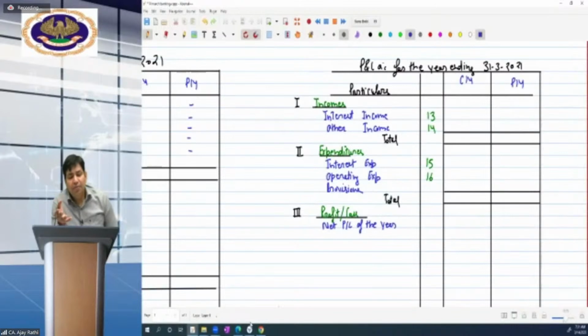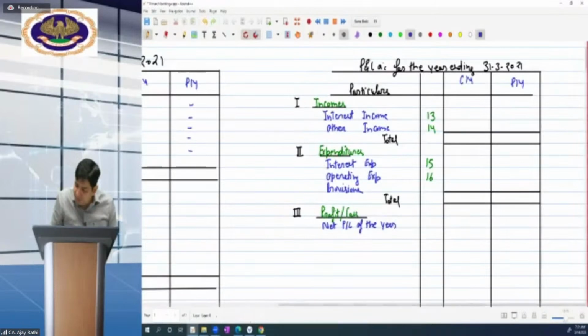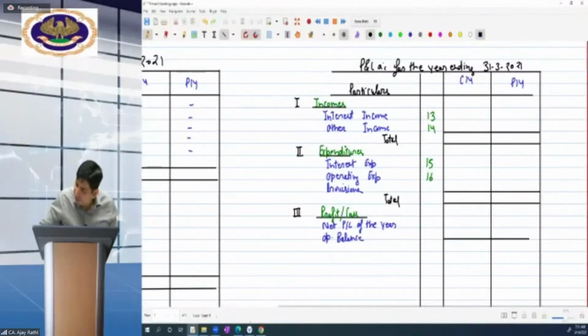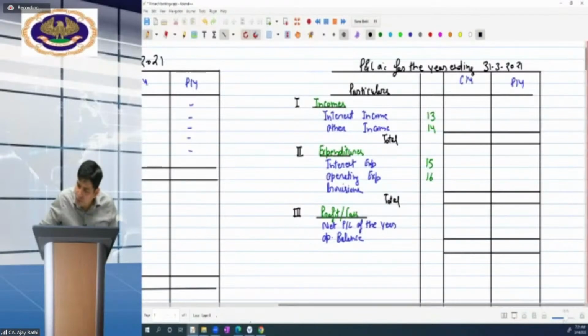I have seen practically there are quarterly financials also. Okay, beta. So in that case, you will put there quarterly ending. Net profit of the quarter you will put there. Net profit of the profit and loss here. Okay. Then opening balance. Total.